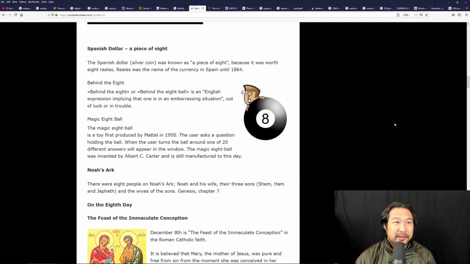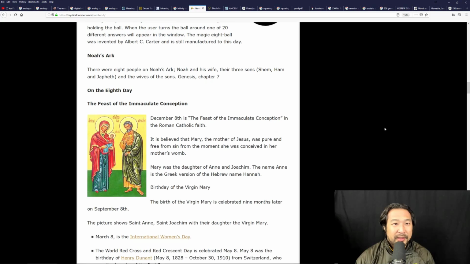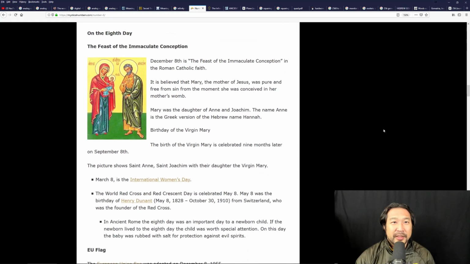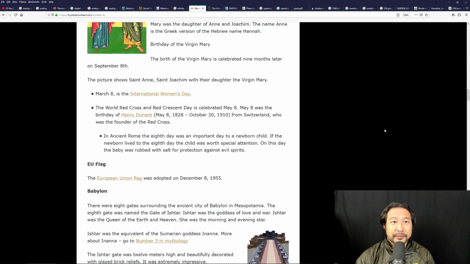Spanish dollar, a piece of 8. A magic 8 ball. I said that. Noah's Ark again. December 8th is the Feast of the Immaculate Conception in the Roman Catholic faith. The birth of the Virgin Mary is celebrated 9 months later on September 8th.